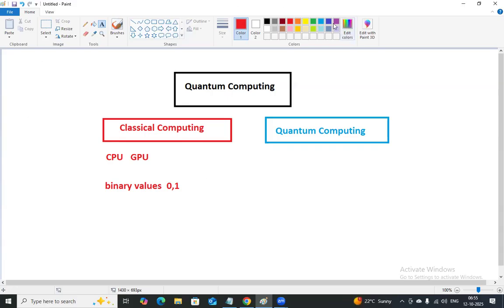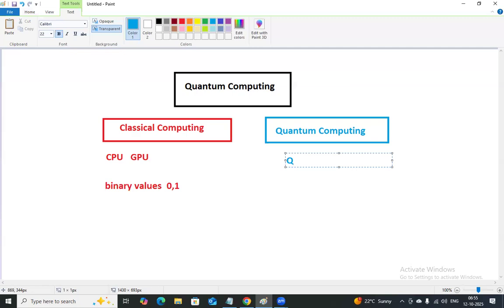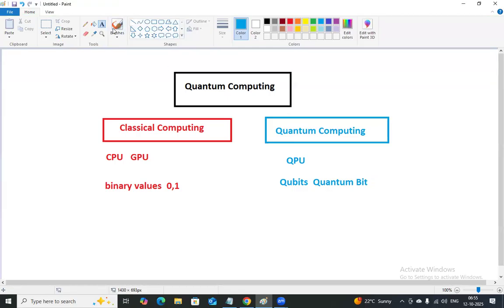But in quantum computing, it is not like that. In quantum computing, there is a concept called the QPU, the quantum processing unit. It works with qubits. A qubit is a quantum bit. Now I want to tell you what this quantum bit is. There is a 0, there is a 1.